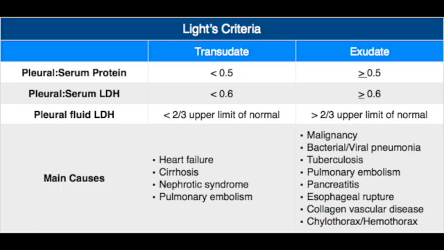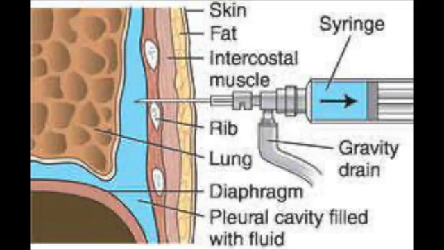CT scan or ultrasound may be helpful for additional information, especially if an empyema is present. And for management, you want to treat the underlying cause as the mainstay, as it's the sign of an underlying disease. Thoracentesis can be done. It's diagnostic and therapeutic, but it's not always needed. And you never remove over 1.5 liters during any one procedure.